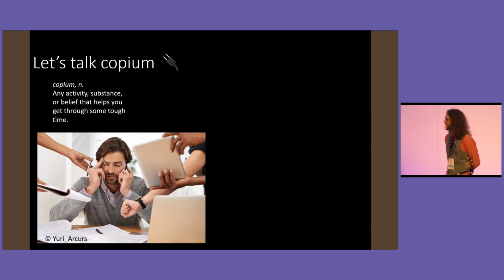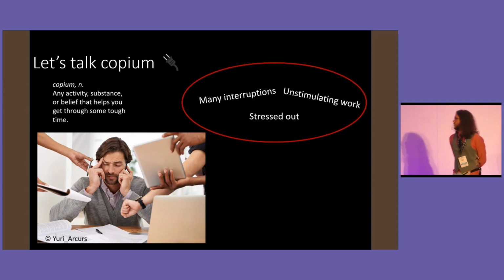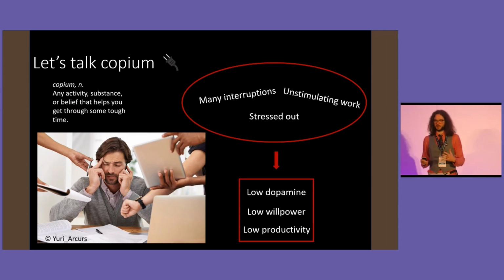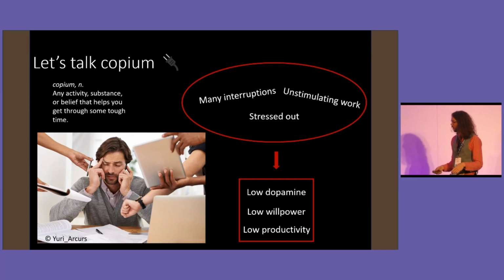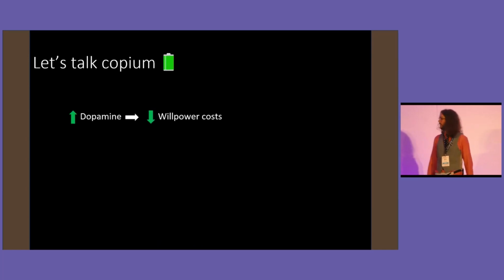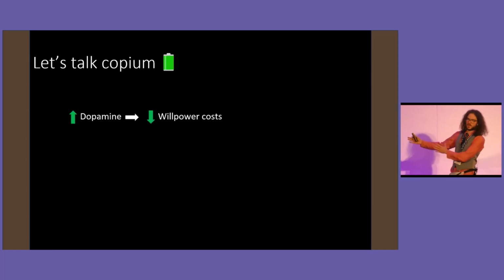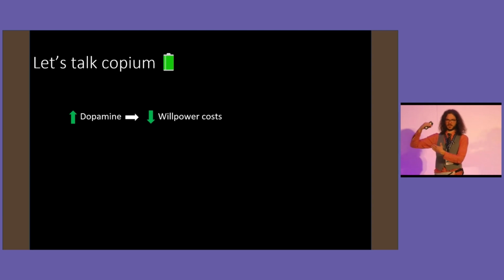So I'm defining it here as any activity, substance, or belief that helps you get through some tough time. So let's say you're stressed out, right? Your work is unstimulating. You have a lot of interruptions. Your brain's a mess. You end up with low dopamine. You feel like you're in a crisis. Low willpower, which means you have low productivity. Copium has the aim, at least, of raising your dopamine, right?